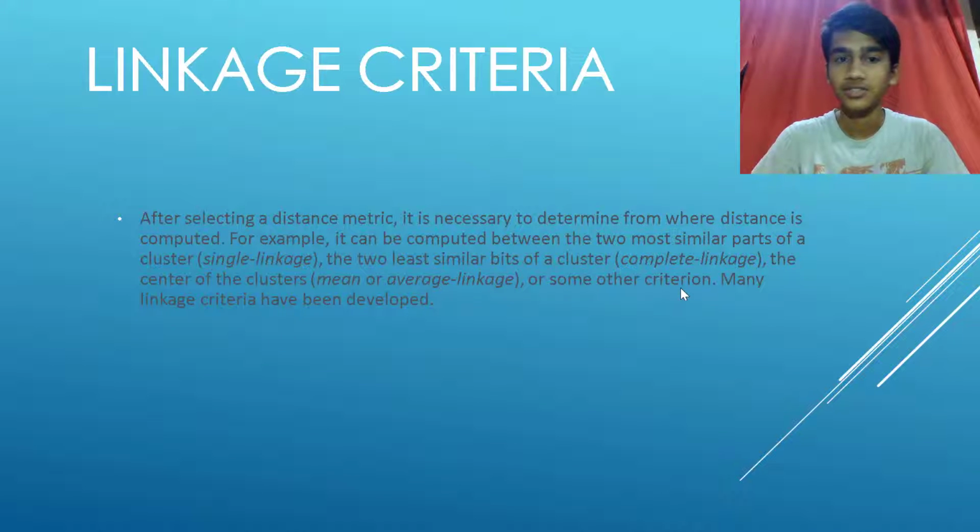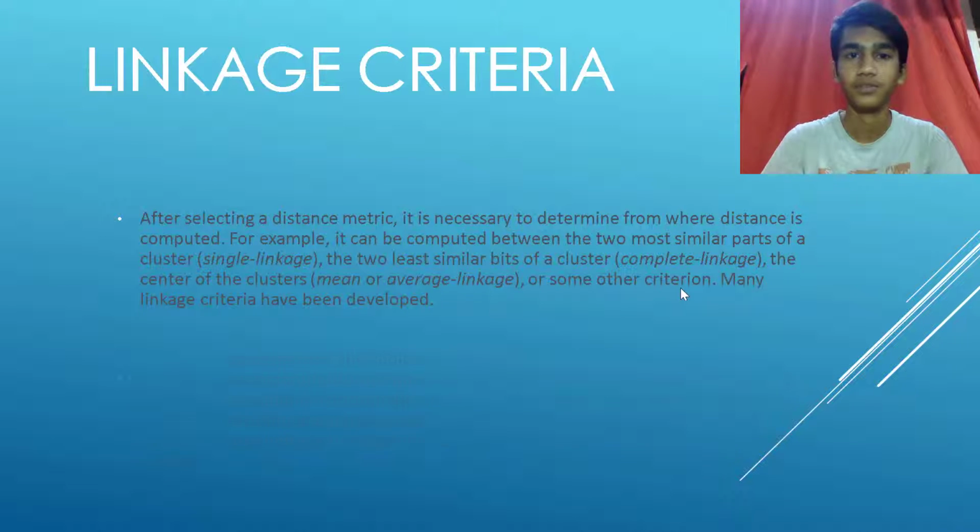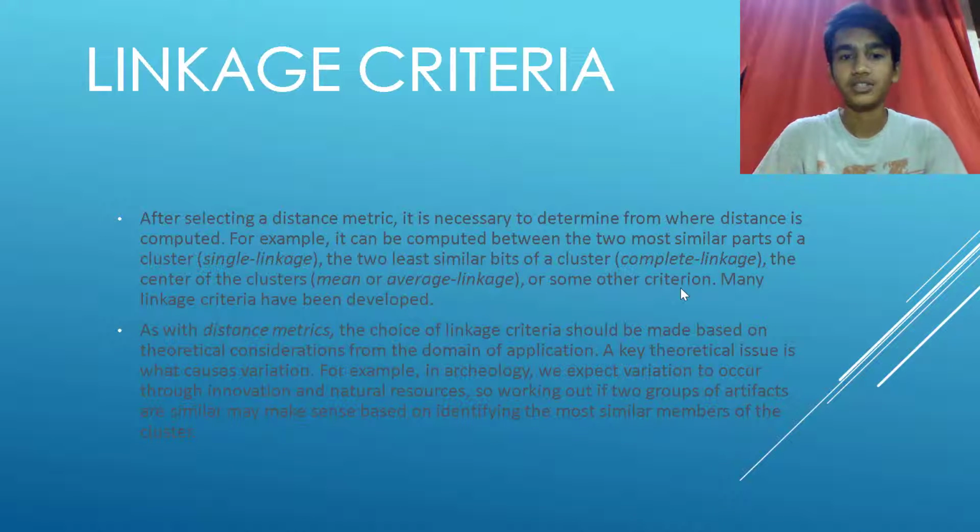After selecting the distance metric, it is necessary to determine from where distance is computed. For example, it can be computed between the two most similar parts of a cluster, or the two least similar bits of a cluster, like single linkage and complete linkage, and some other criteria. Many linkage criteria have been developed in recent times. As with the distance metric, the choice of linkage criteria should be made based on the theoretical considerations from the domain of application. A key theoretical issue is what causes variation.